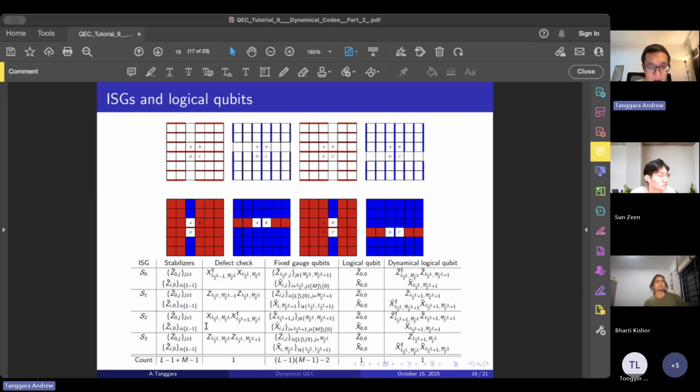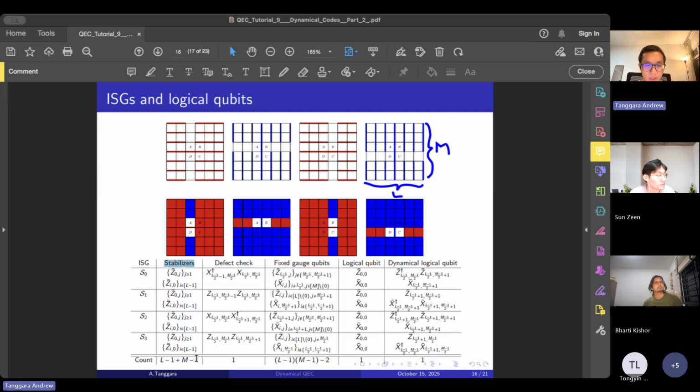So L is the x-axis. So this is L and this is M. So L by M, a general L by M lattice. So in the original Bacon-Shor code, these are the stabilizers from the Bacon-Shor code.